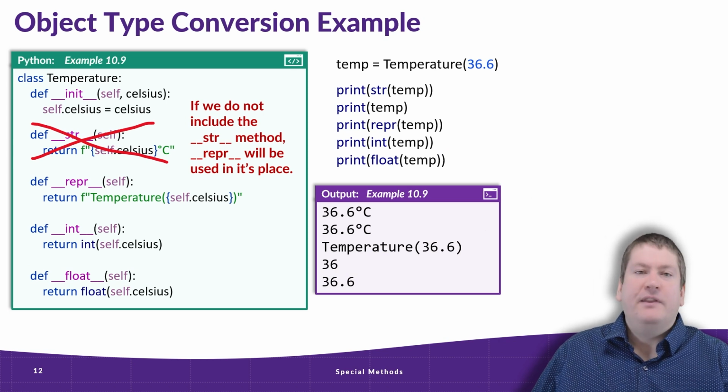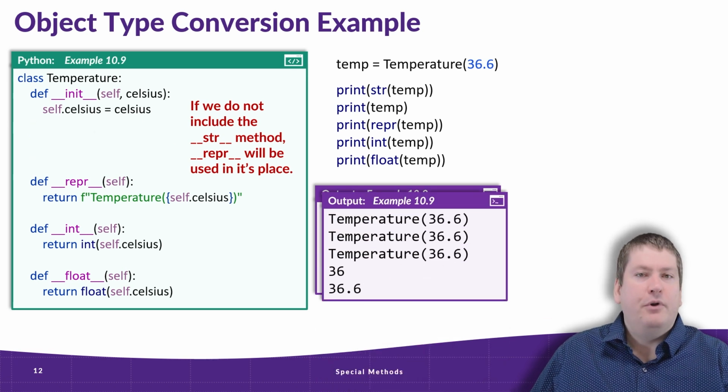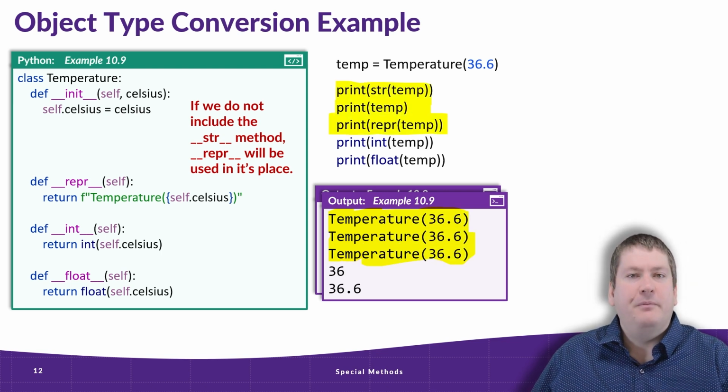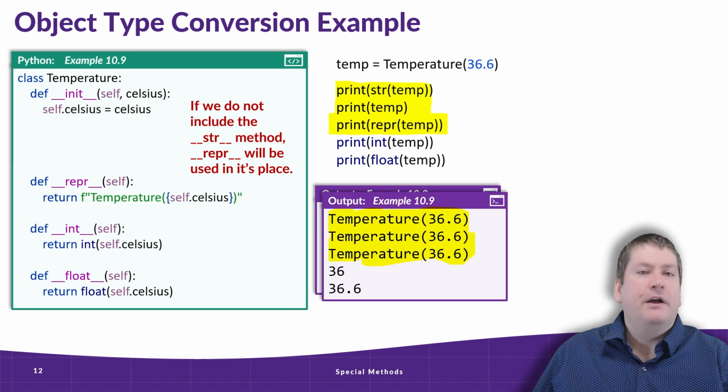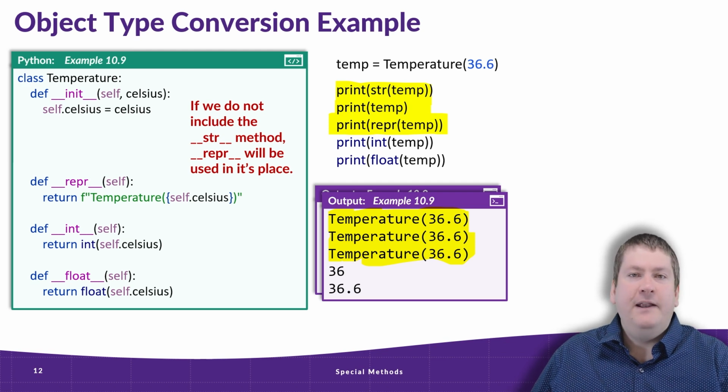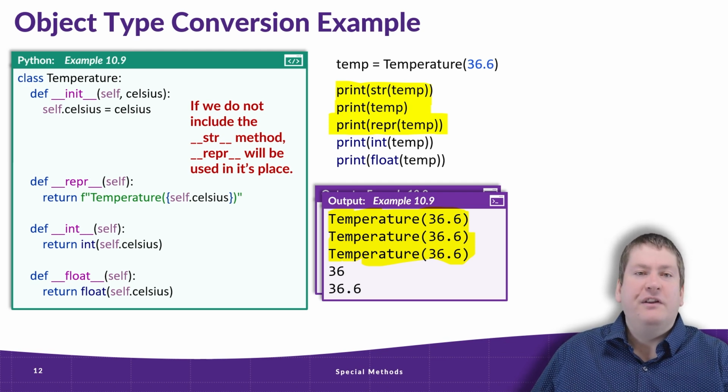Now, you might think that without the string method, it's just going to fall back on the behavior that we saw before and output that memory address of the string. But that's actually not the case. If we were to delete this string method and run the program again, we would get this output where it says temperature, temperature, temperature. So what's happening here is if we don't have the string special method defined, but we do have the REPR special method defined, it will fall back on using the REPR special method.